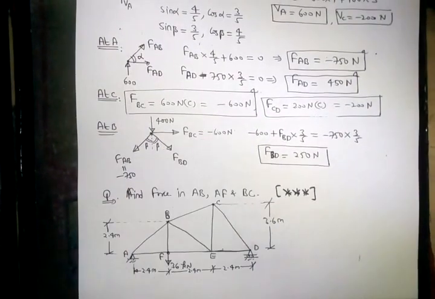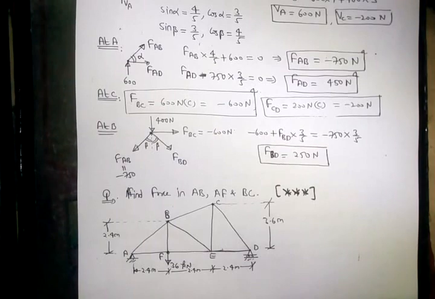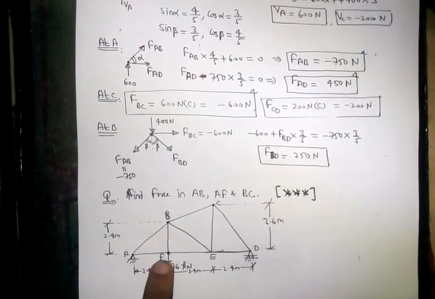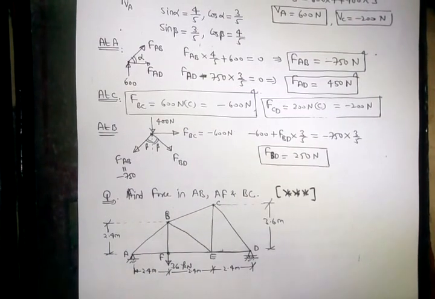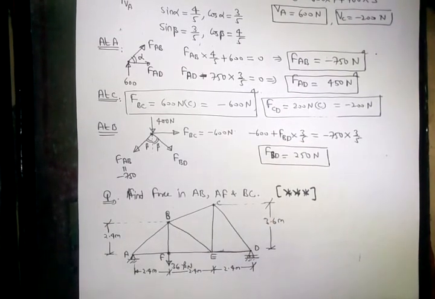Next question. This is the question. Find out force in AB, AF and BC. This is AB, AF and BC, right? Either we can use method of joints or method of sections. So let us solve by method of joints, and we can find out force in all members. Okay.